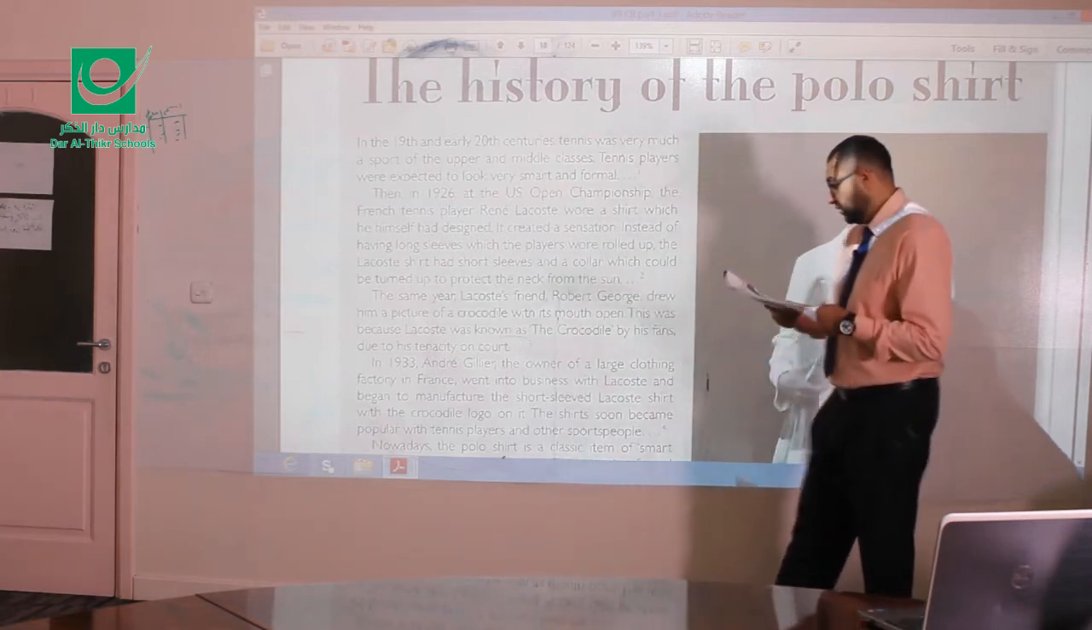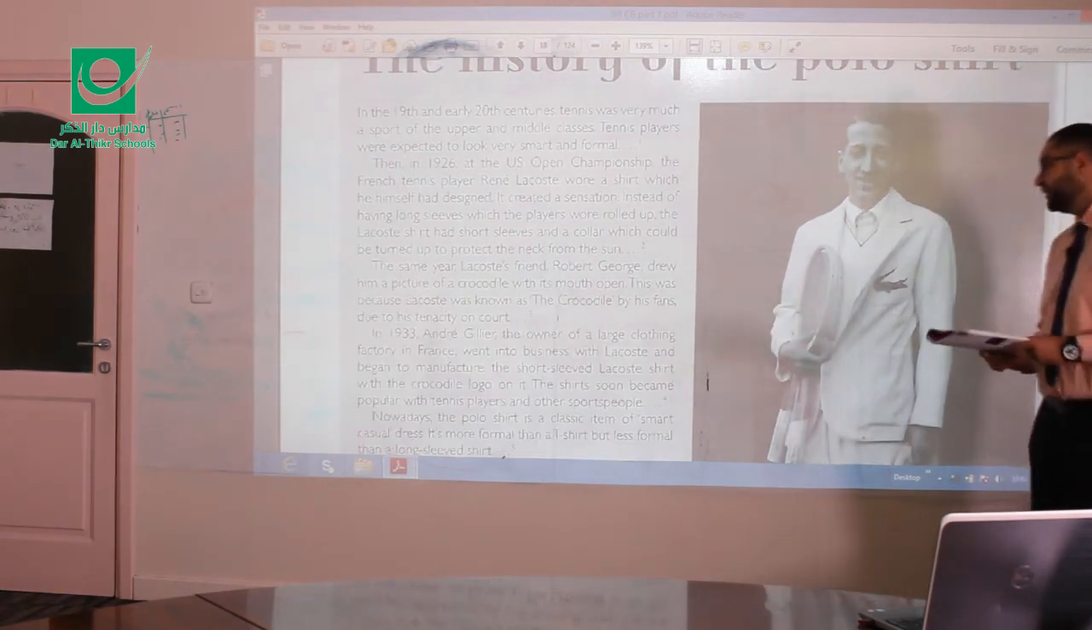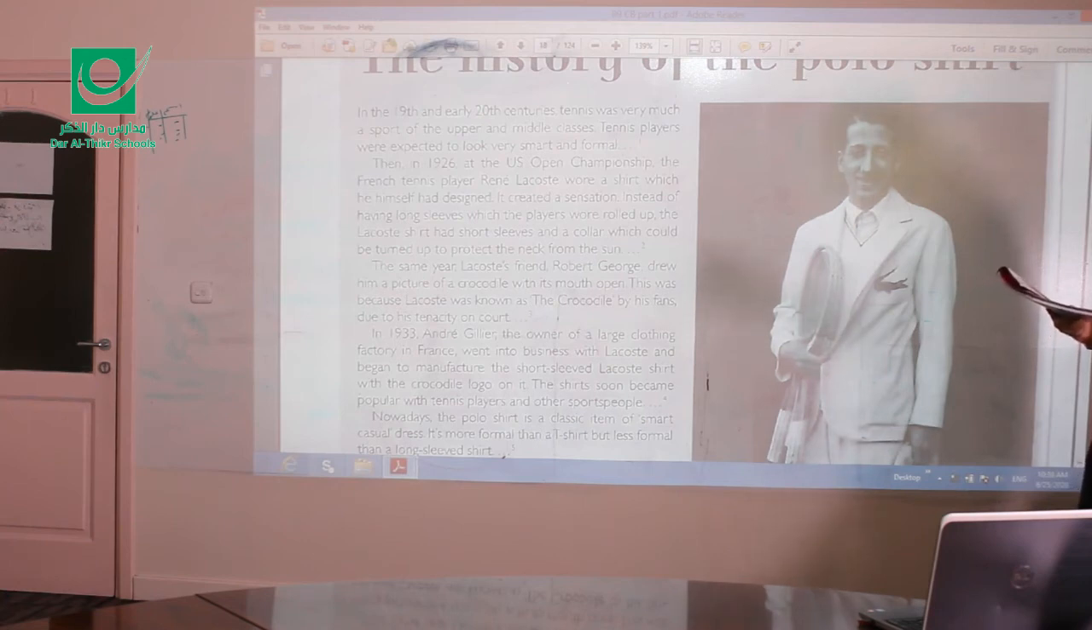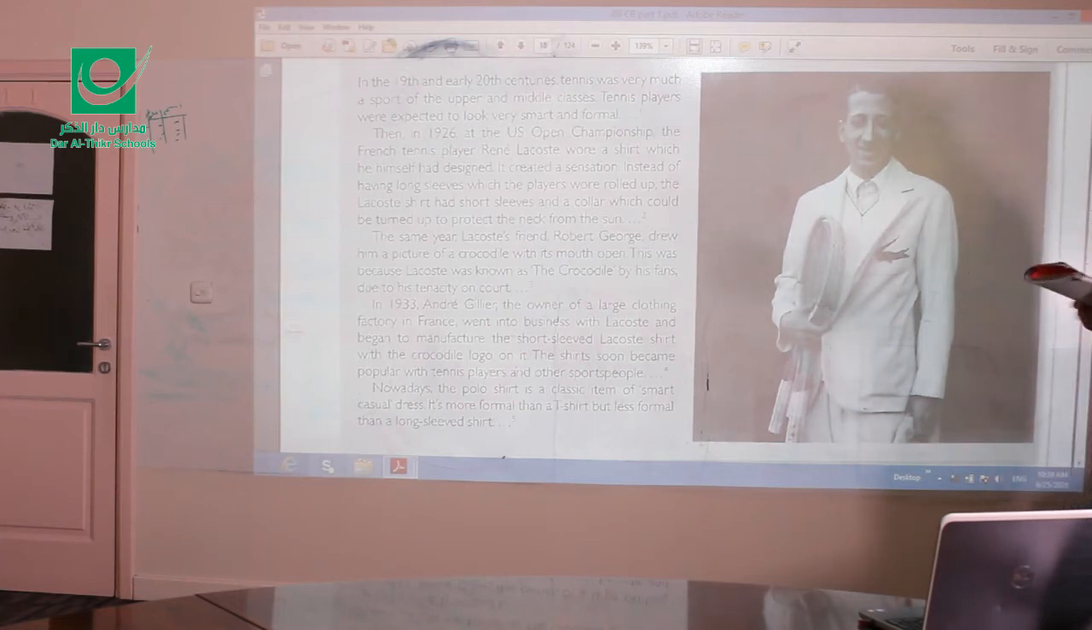C. Also, paragraph 4 that starts with, in 1933, Andre Glea, the owner of a large clothing company, and if it goes up till you reach, with tennis players and other sports people, so it would be A. Polo players, for example, swapped their long-sleeved heavy cotton shirts for Lacoste's short-sleeved shirts. So how would I choose A? Because the sentence before that says, the shirts soon became popular with tennis players and other sports people. So, the option here, which is A, starts with polo players and so on.